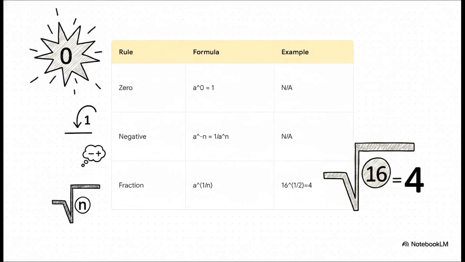First up, the zero exponent rule. Any base raised to the power of 0 is exactly 1, as long as the base isn't 0 itself. I know, it feels a bit like magic, but it perfectly maintains the consistency of those core rules we just went over.